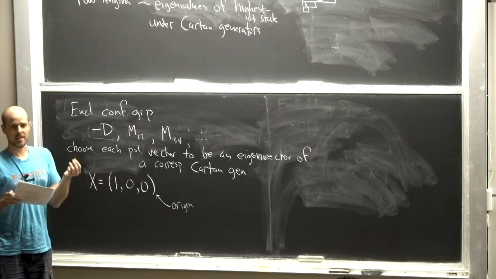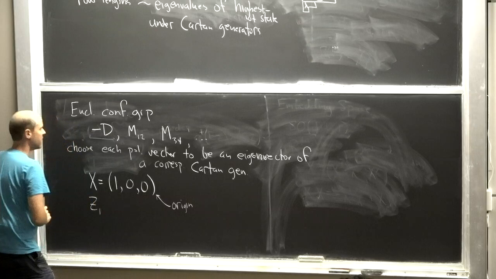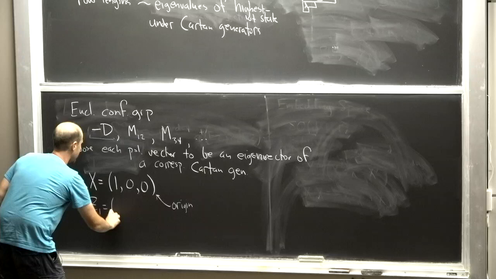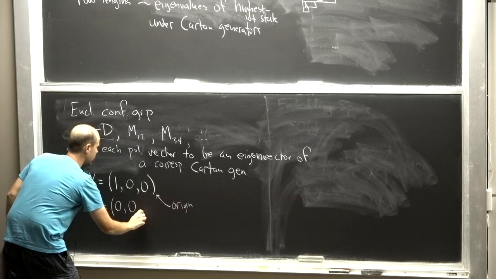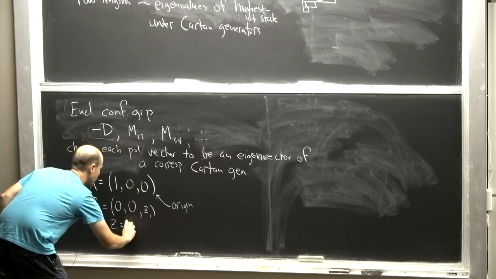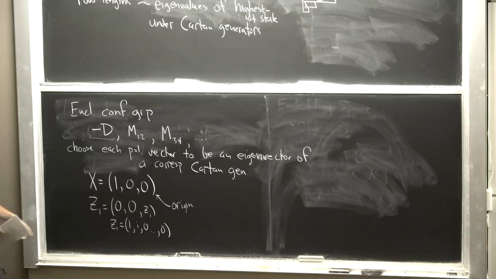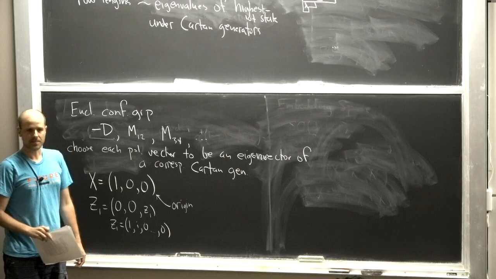That's the polarization vector for the next row, and it has a corresponding Cartan generator, M12. So we should set that equal to an eigenvector of M12. What is that? Well, it's 0, 0, little z1, where little z1 is equal to 1, comma, i, comma, dot, dot, dot, 0. What is this? It's the eigenvector of a rotation in the 1, 2 plane with eigenvalue 1. So this is what capital X should be.